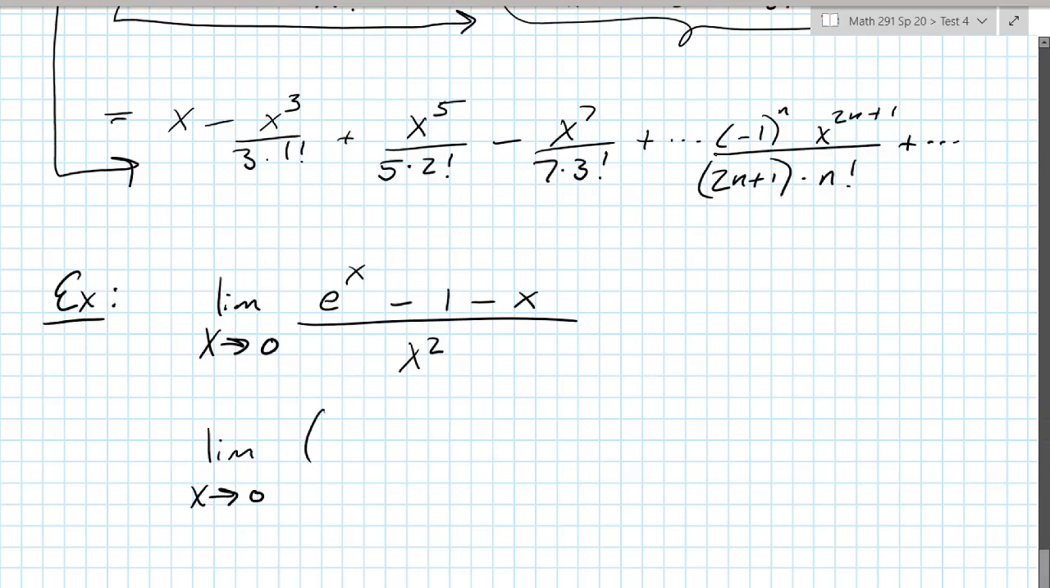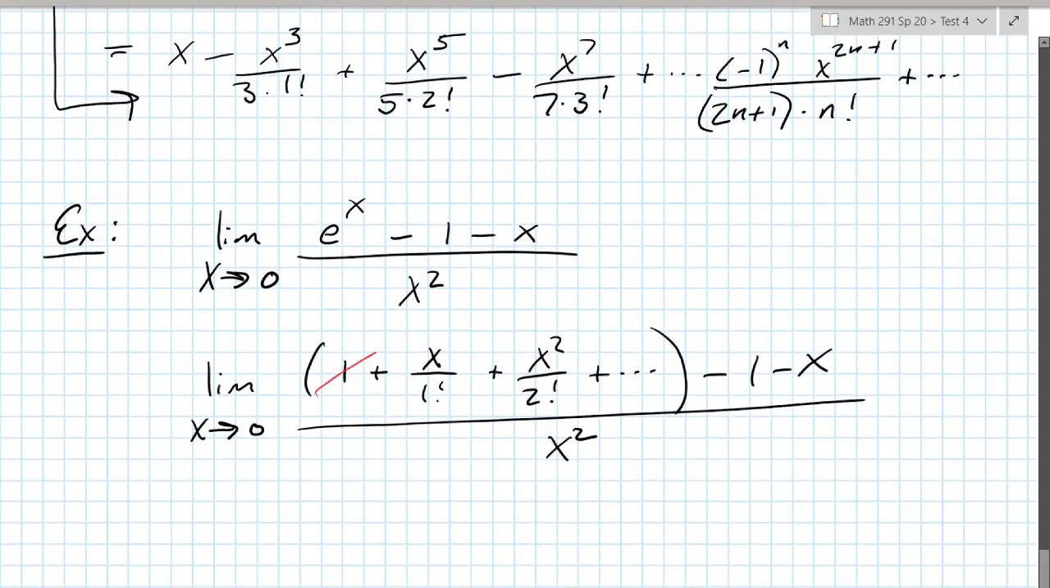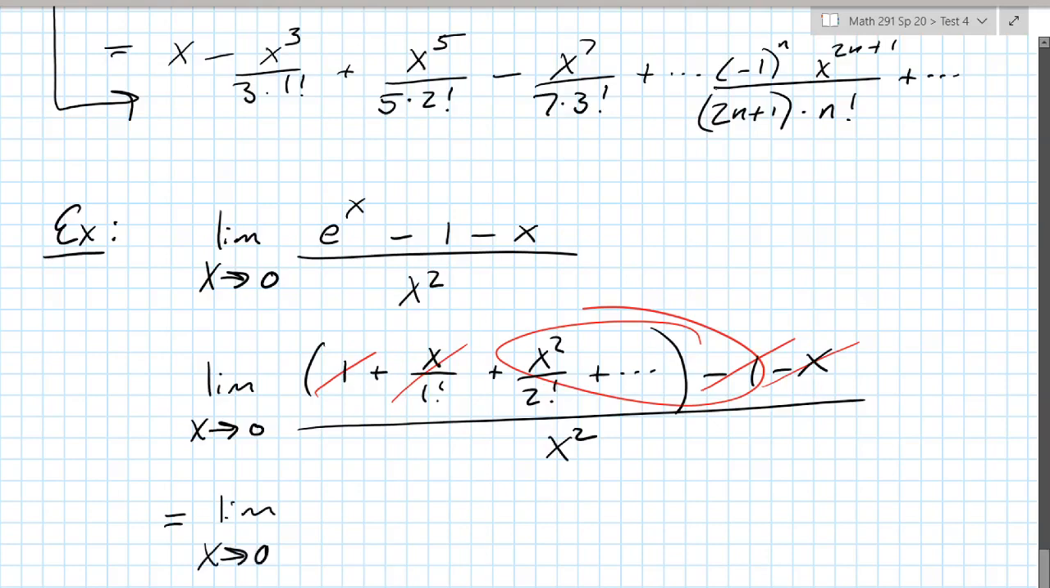So our e to the x is 1 plus x over 1 factorial plus x squared over 2 factorial plus dot dot dot, minus 1 minus x, all over x squared. Now what you notice here is we've got 1 minus 1, x minus x, and then everything in here has an x squared term in it. So what we can do is factor that x squared term out.